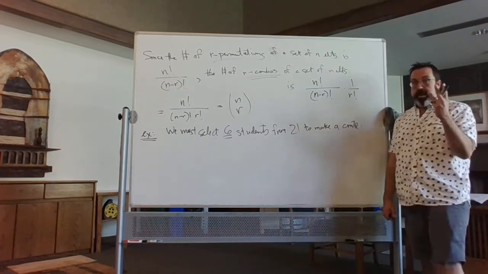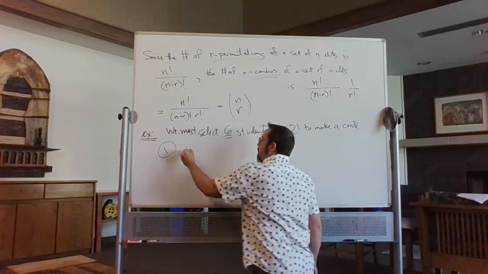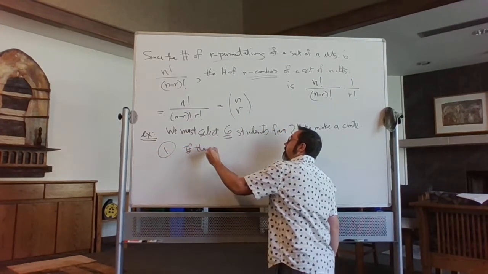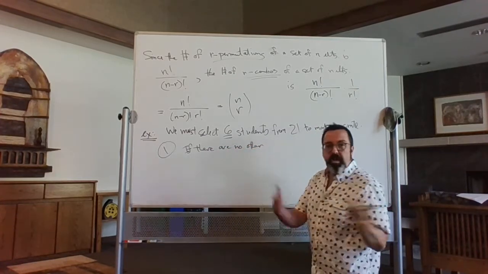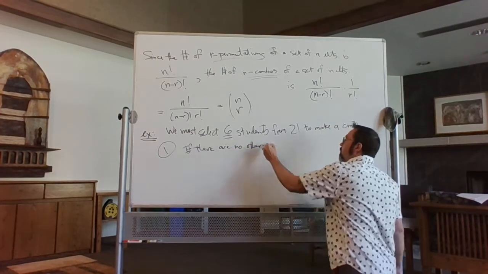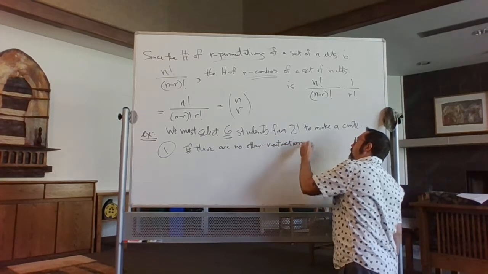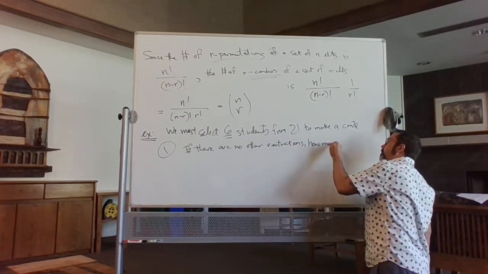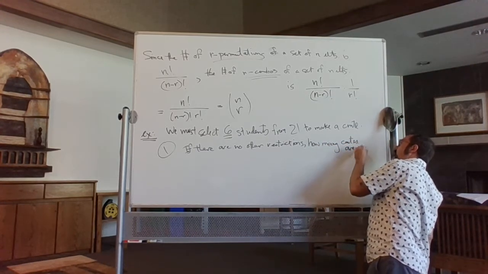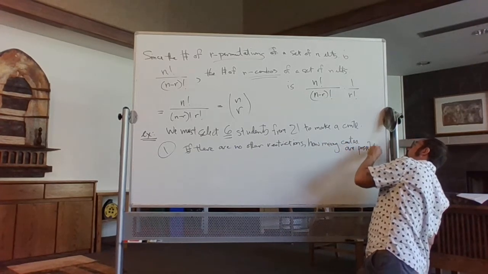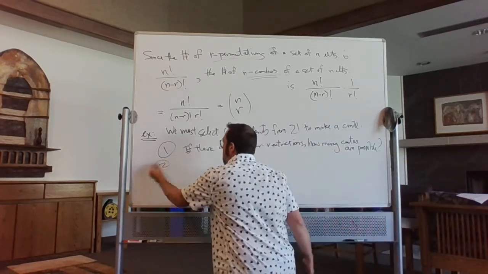So I've got 3 related questions for you, and we'll answer them in turn. 1, if there are no other restrictions, all we need is 6 people, we don't care which ones, no other restrictions on committee membership. How many committees are possible? That's the simplest question we can ask.